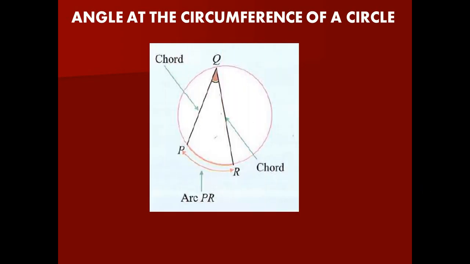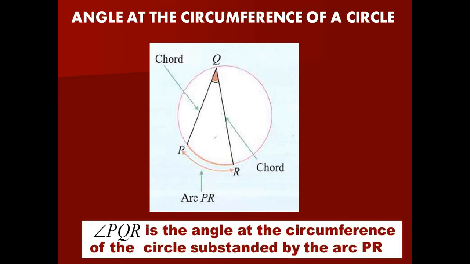Okay, look at this diagram. PQ and QR are chords, and we have arc PR. We can see here angle PQR is the angle at the circumference of the circle subtended by the arc PR. Angle at the circumference. So this is the first property.